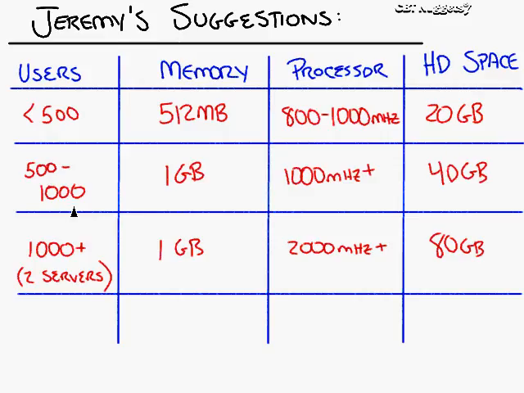500 to 1,000 users, I would suggest 1 gigabyte of memory, 1000 megahertz plus processor, depending on what you have, and 40 gigabytes minimum of hard drive storage. If you have 1,000 plus users, now I've split it into two servers. Have two ISA servers, each one having a gigabyte of memory, each one having a 2 gigahertz processor or more, and 80 gigabytes of hard drive space. And these are my suggestions. If you don't have something that meets this, it should work okay. But the bigger you can get, the more you're helping yourself, because it will give you faster response times and faster internet access.